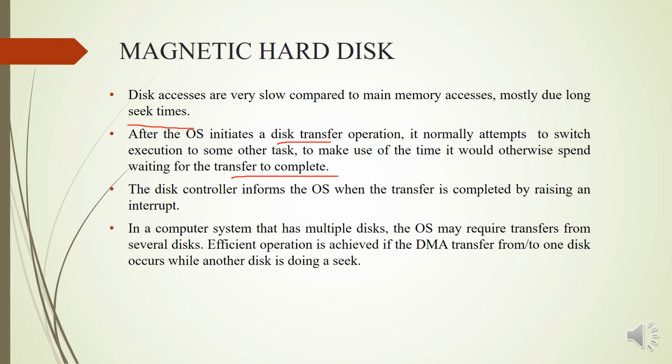In a computer that has multiple disks, the OS may be required to transfer from several disks. Efficient operation is achieved with the help of DMA transfer from or to one of the disks, which occurs while another disk is doing a seek. The OS can schedule such overlapped I/O activities.